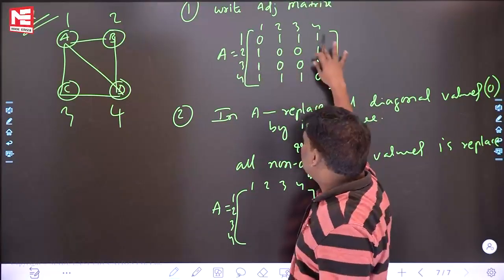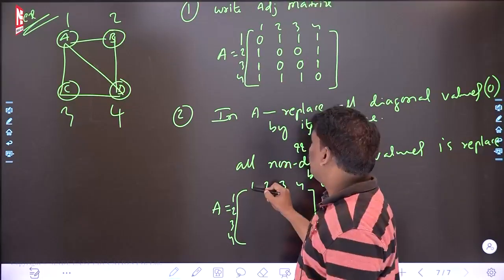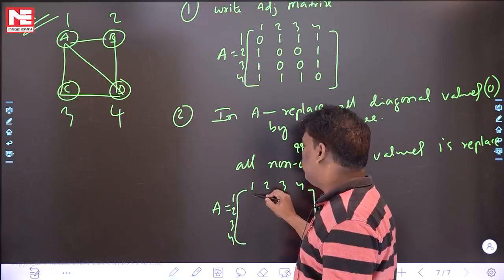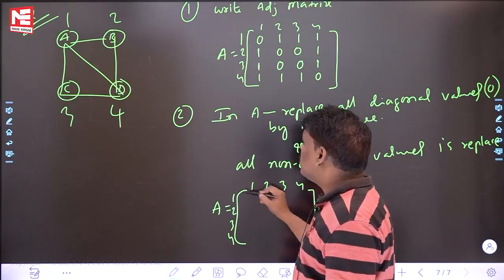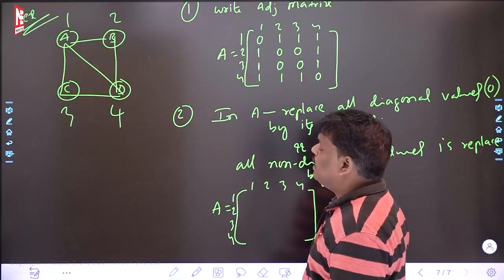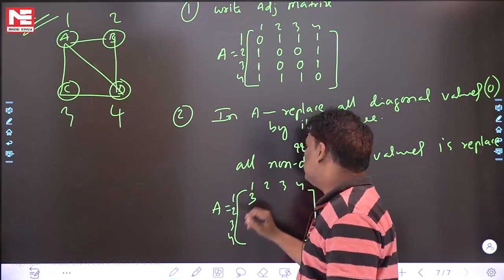In this adjacency matrix, you have to apply this rule. What is the rule? Let me check. What is the 1, 1? 1, 1 is 0, but it is a diagonal value. Right? It belongs to vertex 1. See the graph and talk. Vertex 1, what is the degree? 3. Just keep 3.